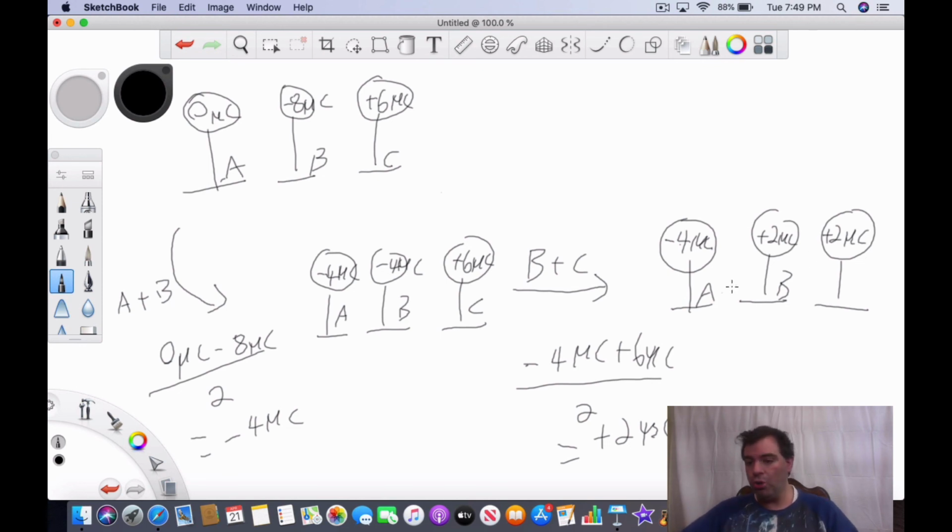So when you charge objects consecutively, only the last two will share a similar charge. And these are the charges as they distribute right here.